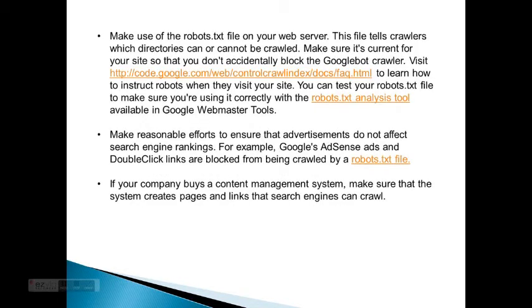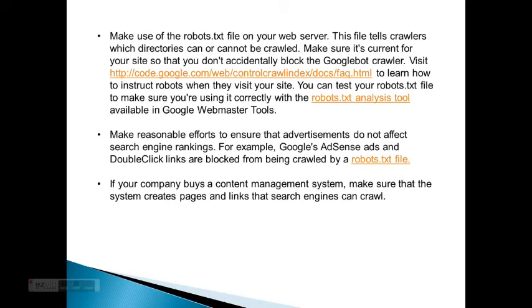Make use of the robots.txt file on your web server. This file tells crawlers which directories can or cannot be crawled. Make sure it's current for your site so that you don't accidentally block the Googlebot crawler. You can visit Google's site for the crawling and indexing questions and answers page and learn how to instruct robots when they visit your site. You can test your robots.txt file to make sure you're using it correctly with the robots.txt analysis tool available in Google Webmaster Tools.